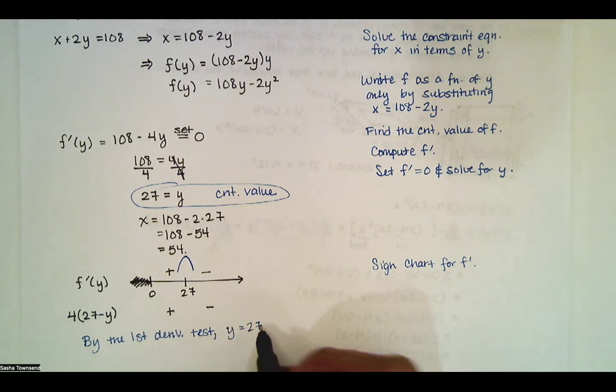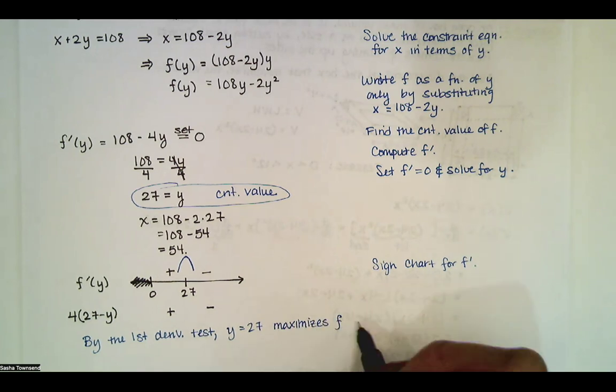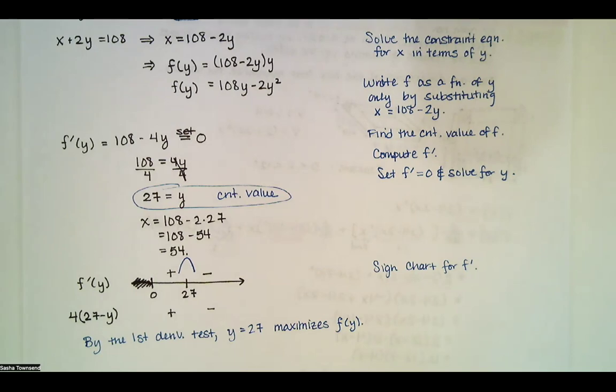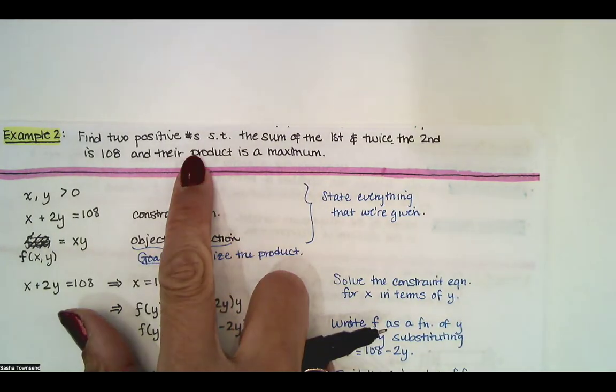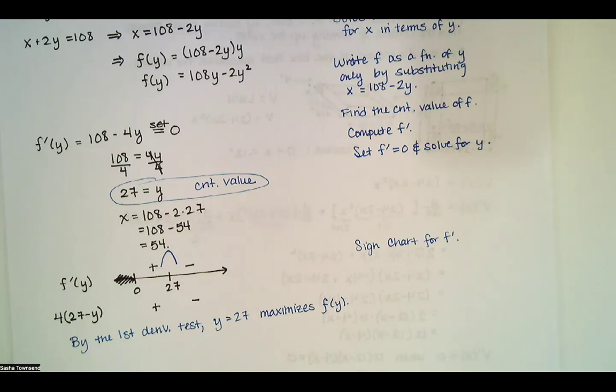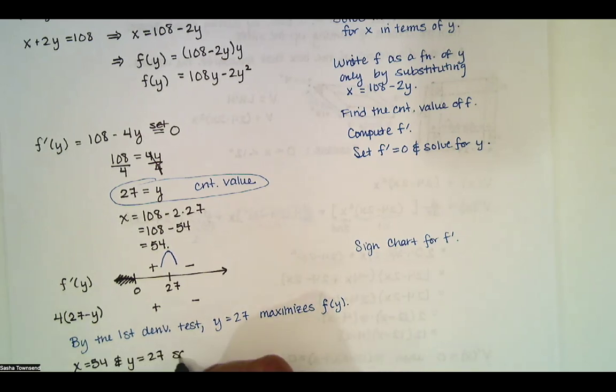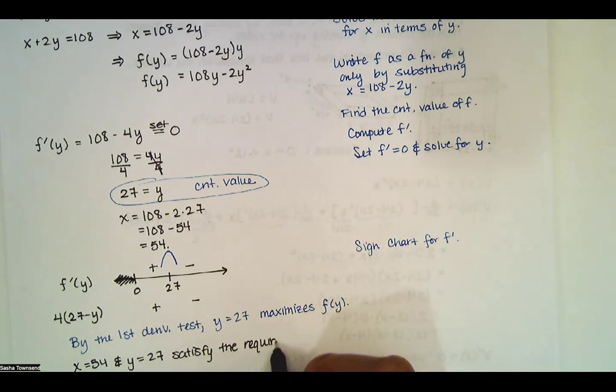Y equals 27 maximizes the function. And so what was the question? It said, find two positive numbers such that the sum of the first and twice the second is 108 and their product is a maximum. So the answer is this pair of numbers. Yes, x equals 54 and y equals 27 satisfy the requirements of the problem statement.